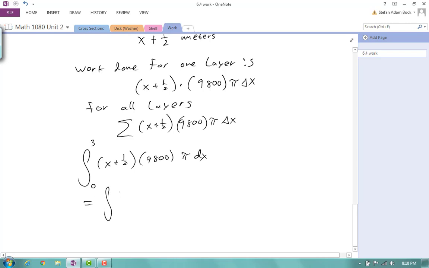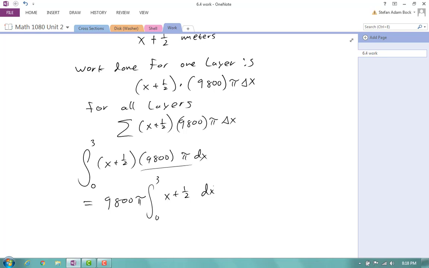So if I simplify, I can take these constants out. So this is 9,800 pi times the integral from 0 to 3 of x plus 1/2. We typically get some very nice, easy integrals out of this. If I want some more difficult motion, I suppose we might have a more complicated function, but we'll try not to think about that this time around. And this layering thing works for most applications.